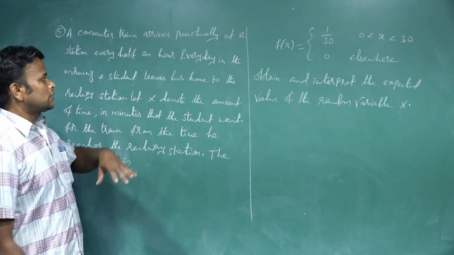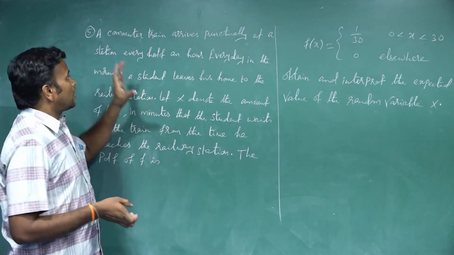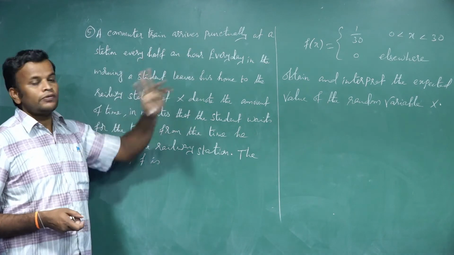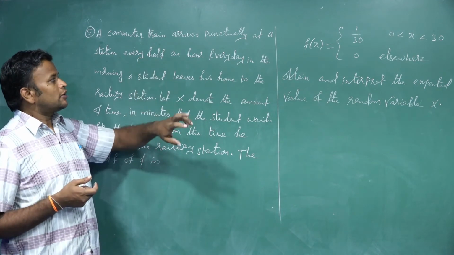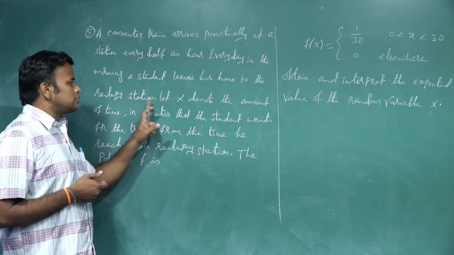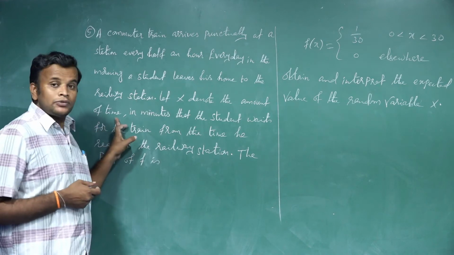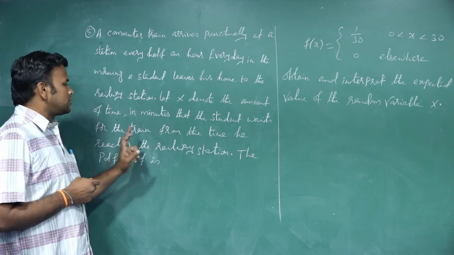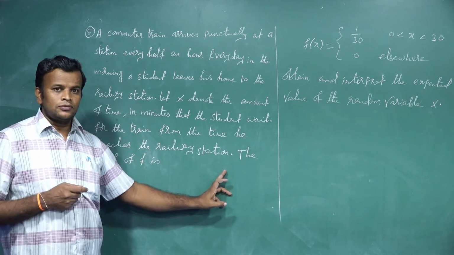We move to the next one. Actually the question is very big, but the answer is very short. The concept of the question is a commuter train arrives punctually at a station every half an hour. So a train will come every half an hour, punctually. Every day in the morning, a student leaves his home to the railway station. Let x denote the amount of time in minutes that the student waits for the train from the time he reaches the railway station.